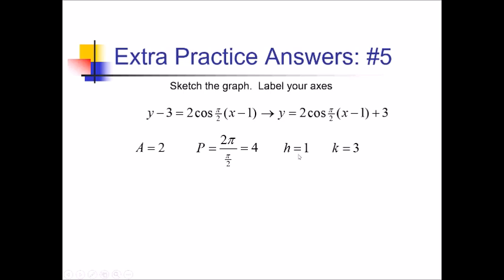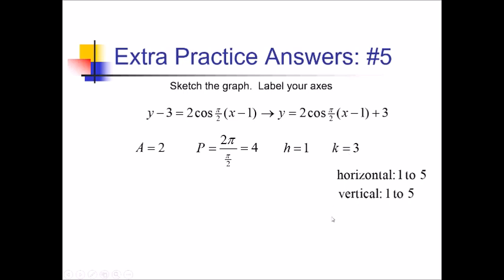Horizontally, I'm going to start at my h value and go 1 full period to the right. So I'm going from the h value 1 to the x value 1 plus 4, so that's going to be 5. And then vertically, I'm starting at the midline and going down and up whatever the amplitude is. So at the bottom we've got 3 minus 2, so 1. And we can go as high as 3 plus 2, so up to 5.